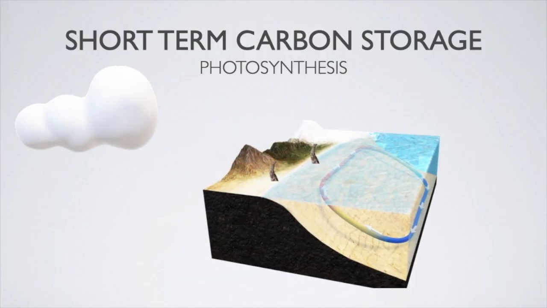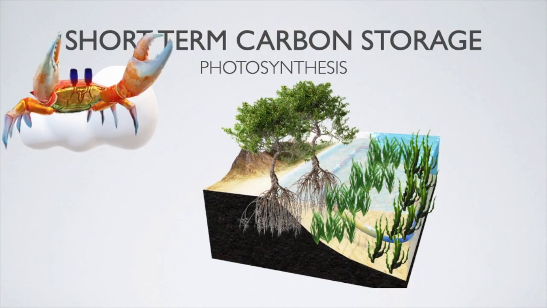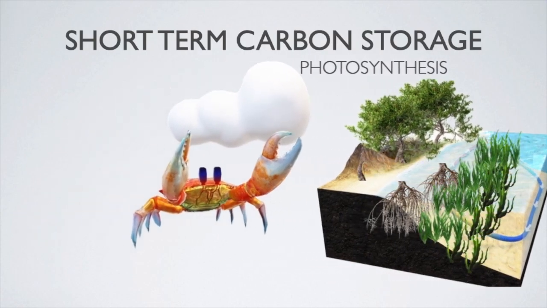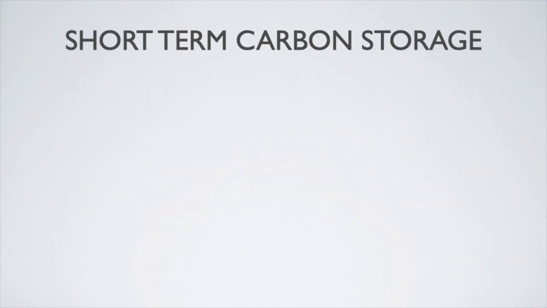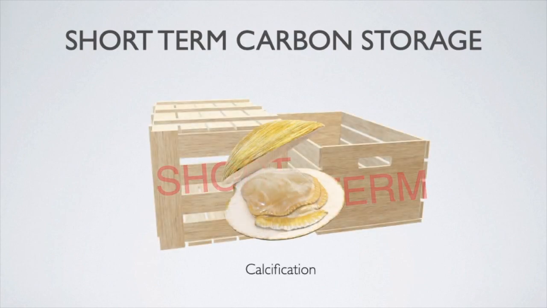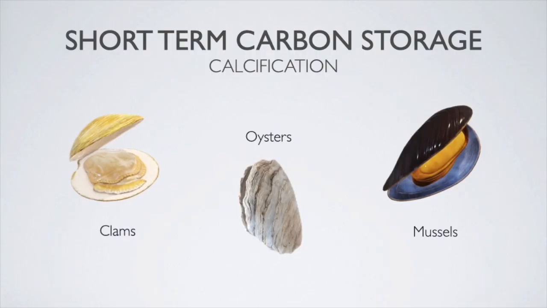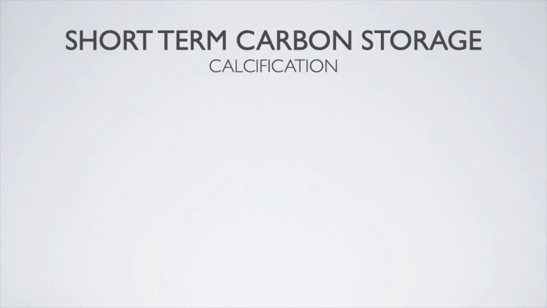Now that we've learned how our photosynthetic blue carbon systems capture carbon, let's take a look at the other short-term carbon storage process. Another short-term carbon storage process is calcification. Calcification is the process of marine organisms forming calcium carbonate using nutrients, ions, and other compounds in the water. The shellfish of our blue carbon systems include clams, oysters, and mussels, all of which need calcium carbonate to build their shells.